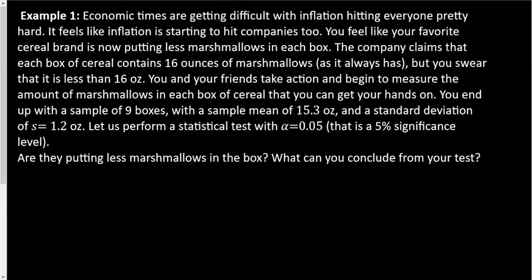And let's see, so to make our statements, remember when we do this, we want to have the null hypothesis, and that's the statement of no change, nothing, null. What are they claiming? That's the original claim, and they're claiming that the population average amount of marshmallows in the box is 16 ounces. That's the claim, versus what we're hoping to show, our alternative, that it is less than. So we believe the population average is less than 16.